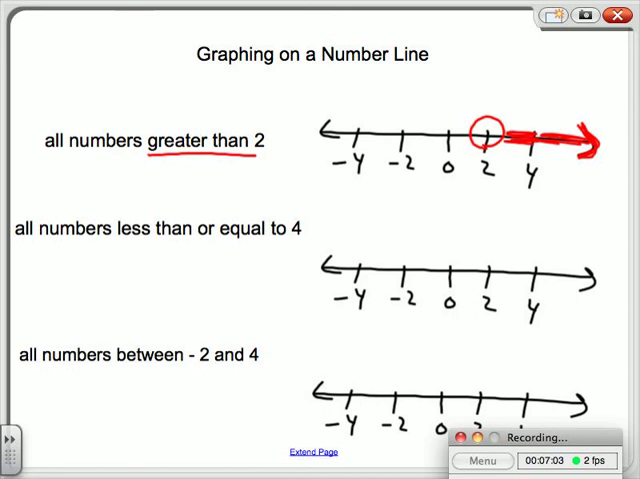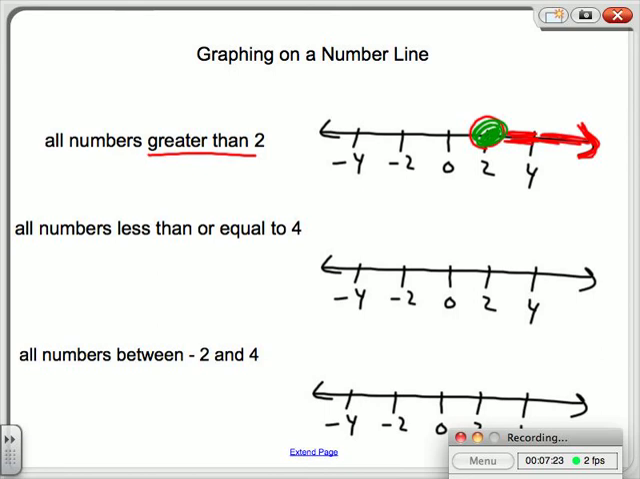If I wanted to also say all the numbers greater than or equal to 2, then this just becomes a filled in circle, which tells us that 2 is included plus all of the numbers to the right. But again, for this problem, we only want what is in red, which is a red circle, and shading everything to the right.